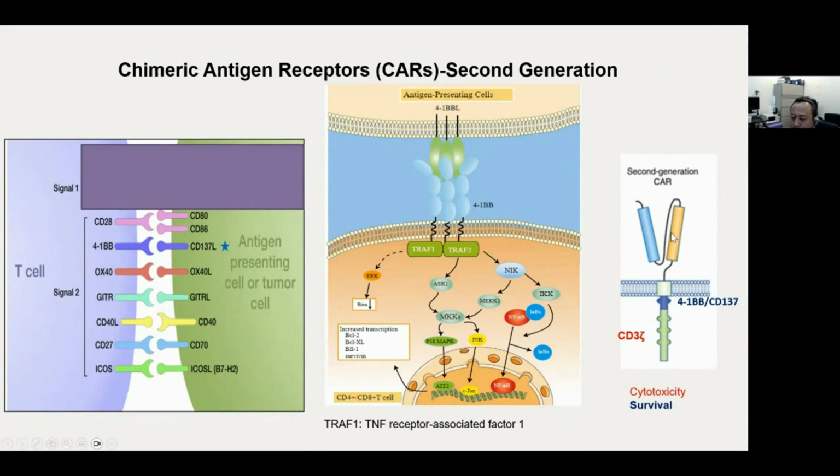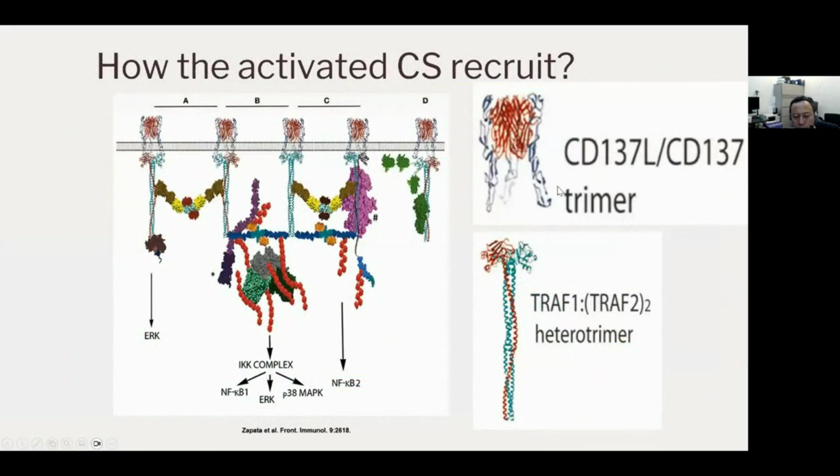Okay, that's basically the second generation of the CAR, and this is the one that saved the life of Emily. So how does it work? Also, people suggest it's not through phosphorylation. It's more like a native interaction, and native interaction is more about the molecular adapter.